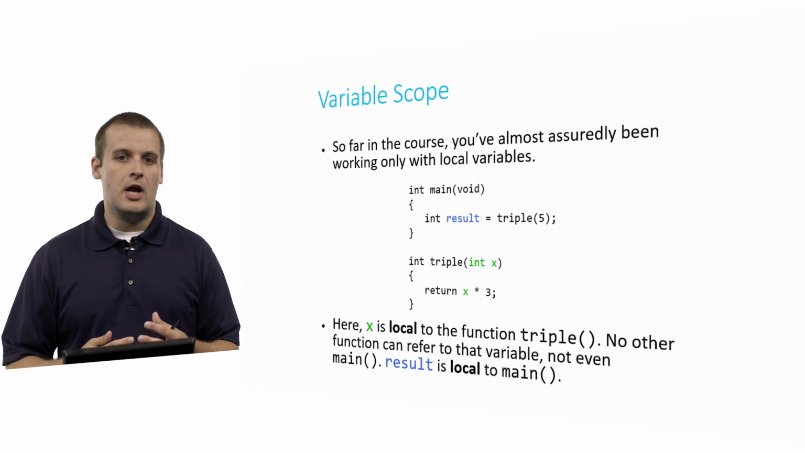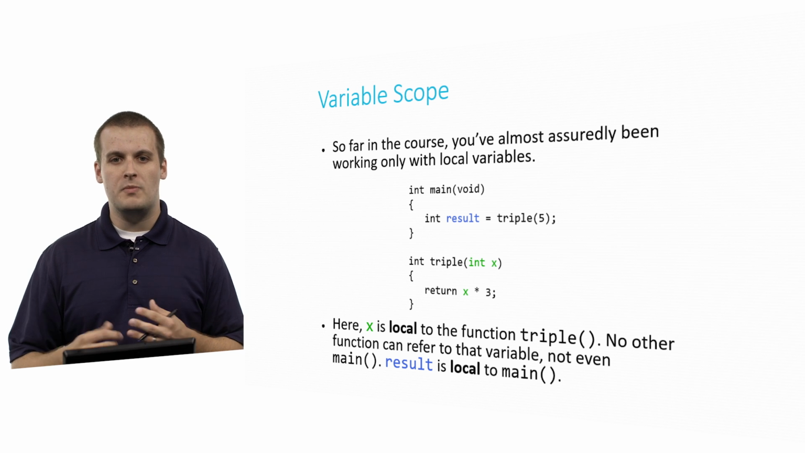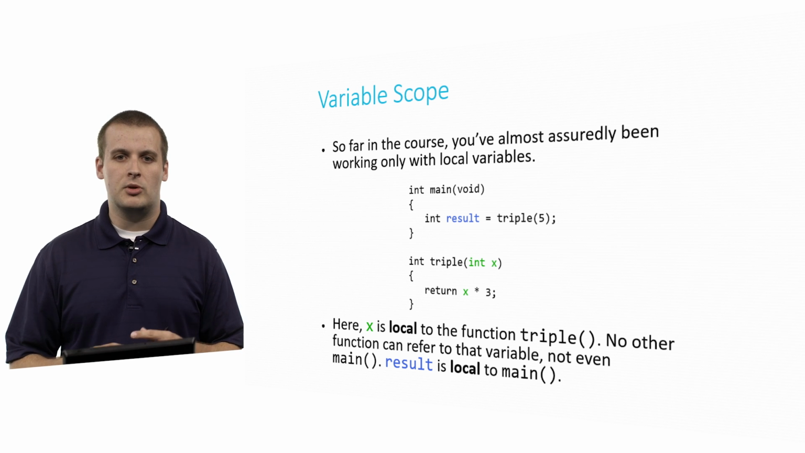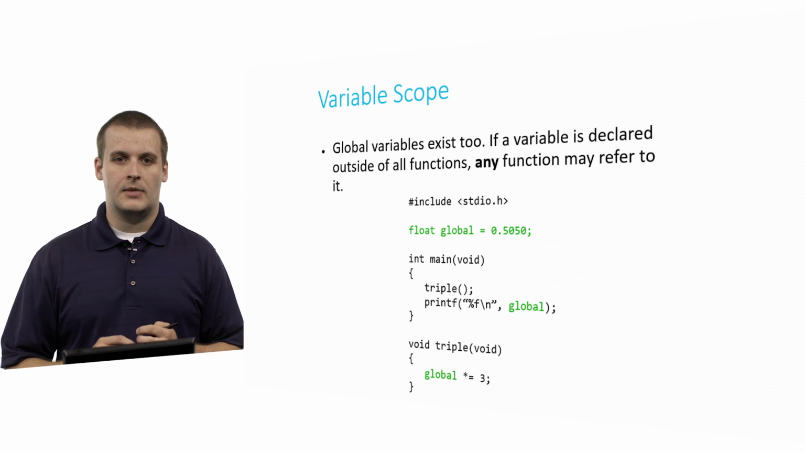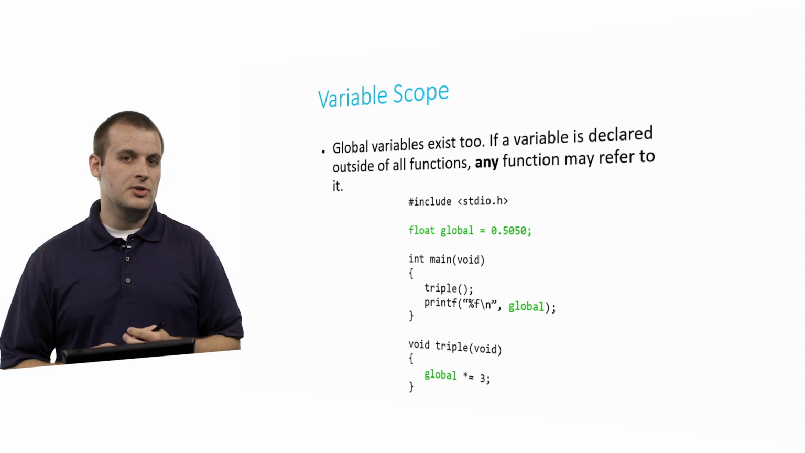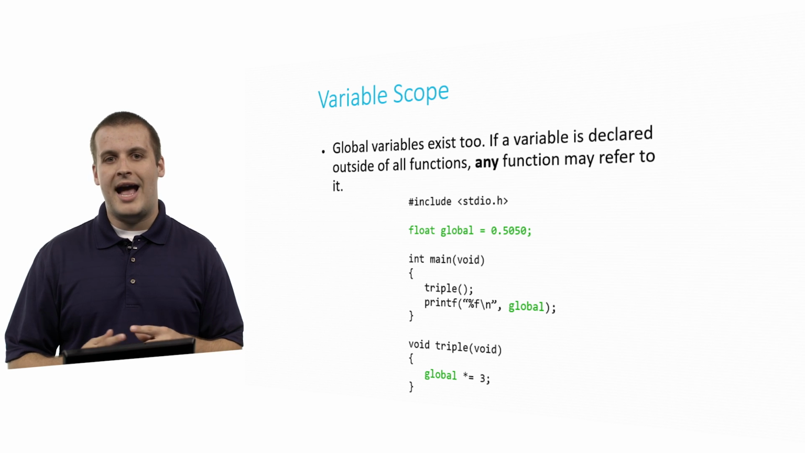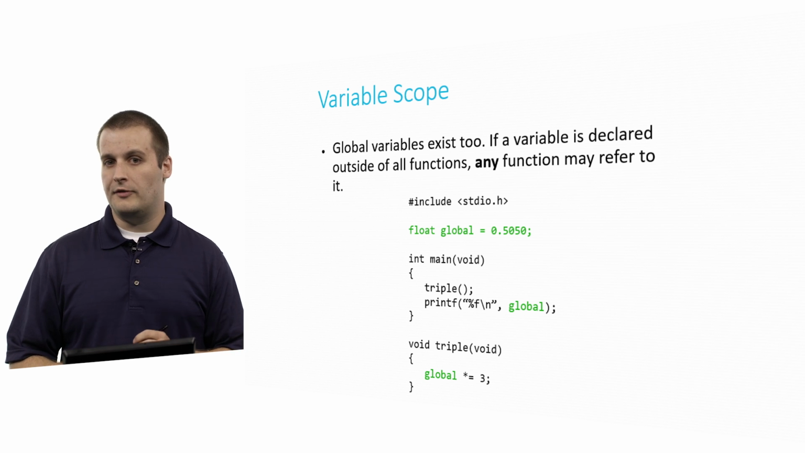Similarly, result, which I've colored blue, is local only to main. Only main knows what the variable result is. Triple cannot use it. Now, as I mentioned, global variables do exist. If you declare a variable outside of any function, all of the functions in the program can refer to it.